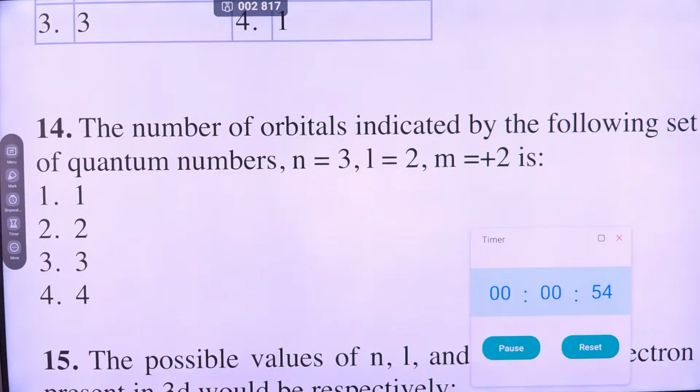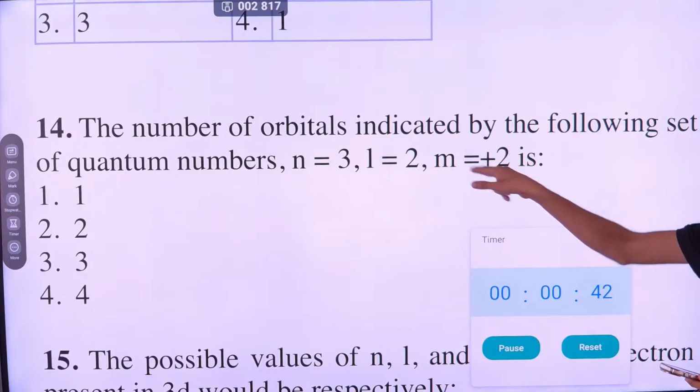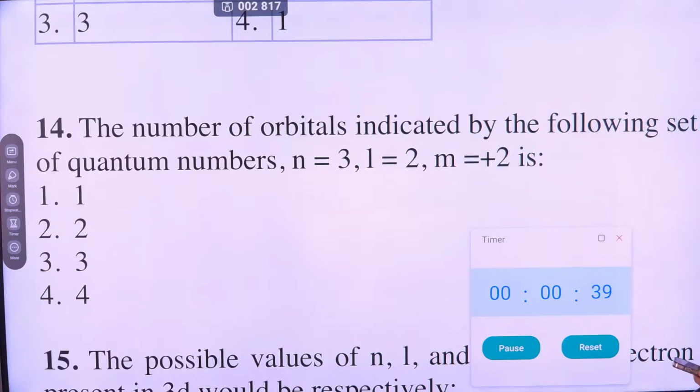Which of the number of orbitals is indicated by the following set of numbers: n equals 3, L equals 2, m equals plus 2? Tell me the number of orbitals. You don't need to focus on the numbers themselves, just on their behavior. The number of orbitals indicated by the following set of quantum numbers. How do we classify these things? First is shell, then subshell, then orbital. For telling shell, it's the principal quantum number. For subshell, it's the azimuthal quantum number. For orbital, it's the magnetic quantum number. And then if you want to tell the spin, you can tell it.